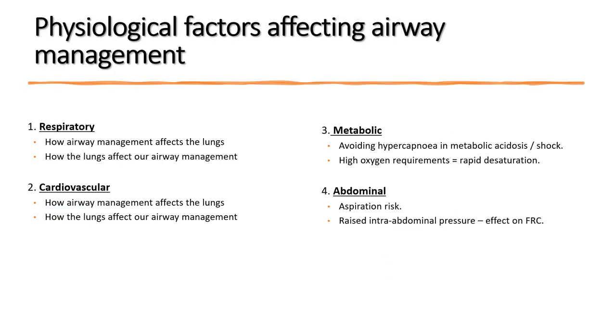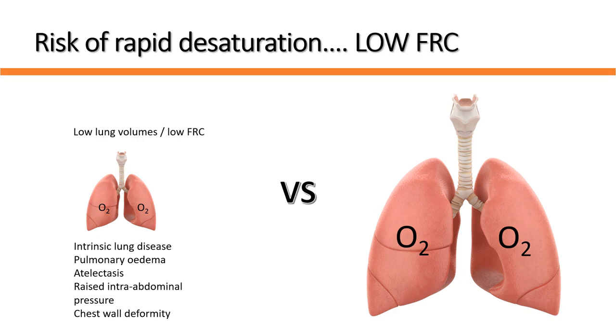And then secondly is to consider how the patient's respiratory function is going to affect airway management in terms of their speed of desaturation. And what we are particularly worried about is patients that are rapid desaturators. And from a respiratory point of view, that can either be because they have small lung volumes or a low functional residual capacity. And so they have a lower reserve of oxygen within the lungs when they become apneic. And so they will desaturate more rapidly.